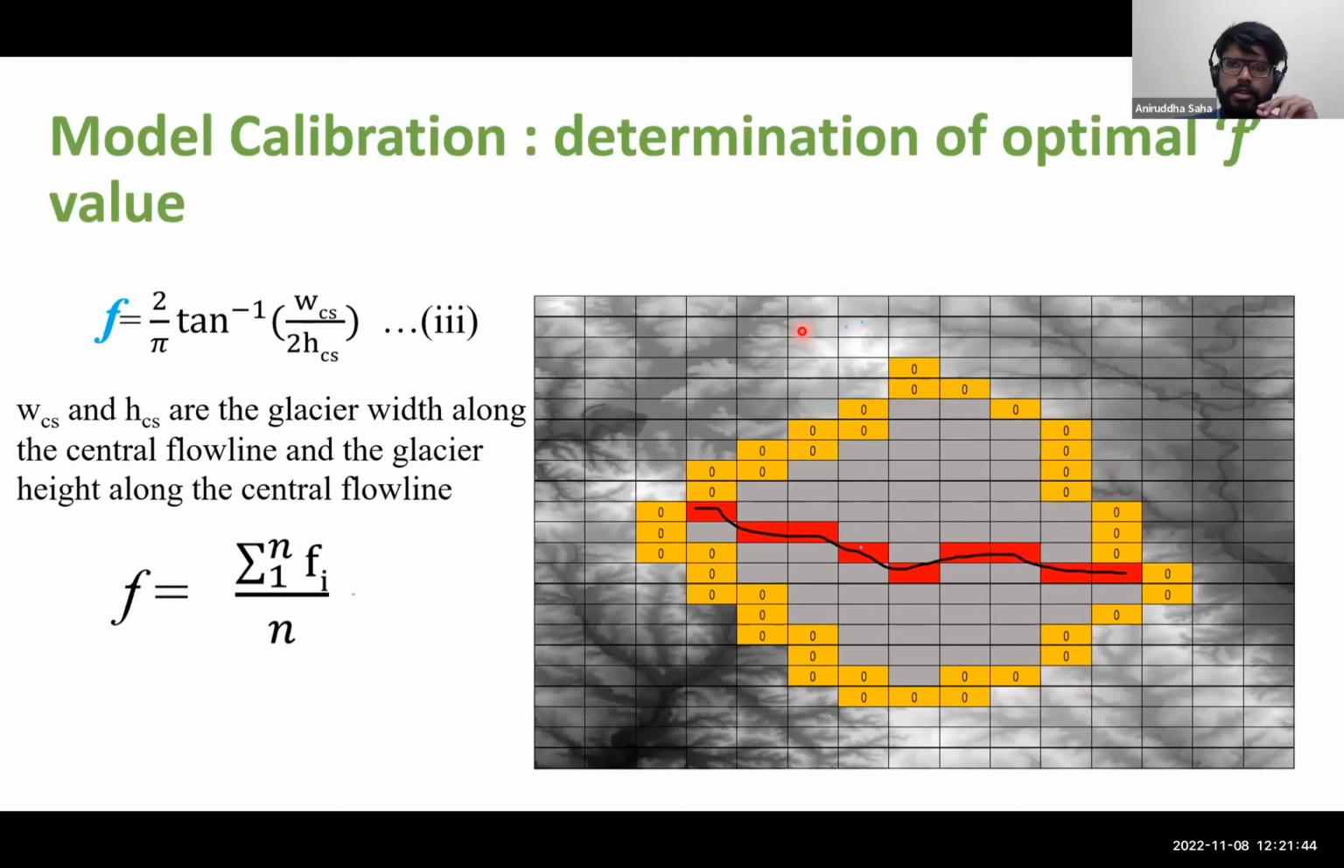Along the central flow line of the glacier, certain cross sections are drawn, and for each cross section, the width and the thickness of the glacier at that cross section along the central flow line is used. And when it is averaged over all the cross sections that we have considered, we are able to get the required shape factor and we get the thickness of the glacier.